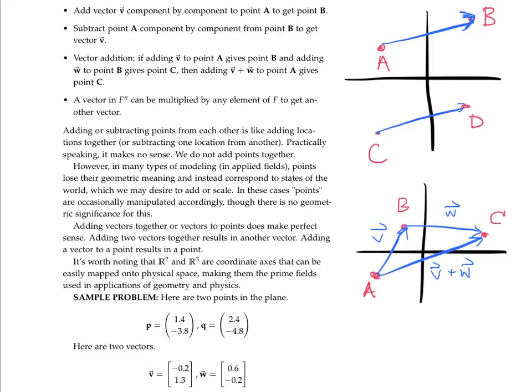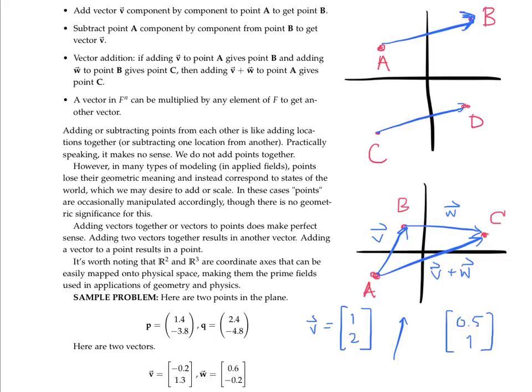And a vector in whatever field you're in, Fn, can be multiplied by any element of that field to get another vector. So what does that mean? Well, if we have something like the vector (1, 2), that's an increase of 1 in the x direction and an increase of 2 in the y direction, and we wanted to multiply that. Note that this is in R2 because these are two real numbers. And I want to multiply that by 0.5, say. What does that look like?